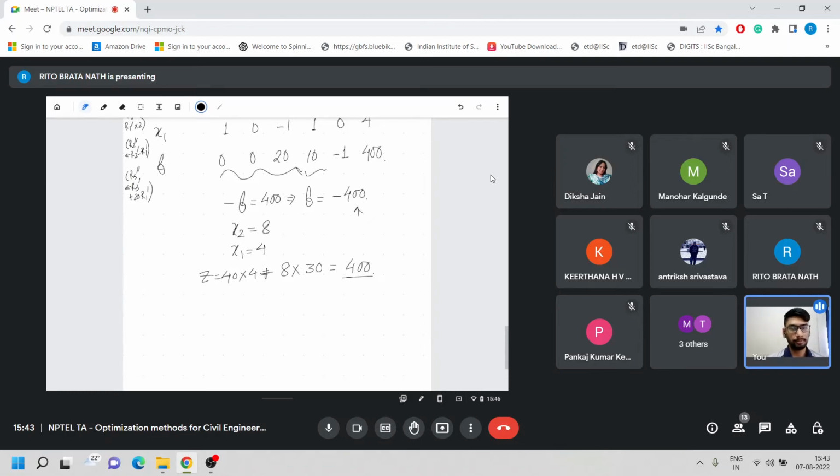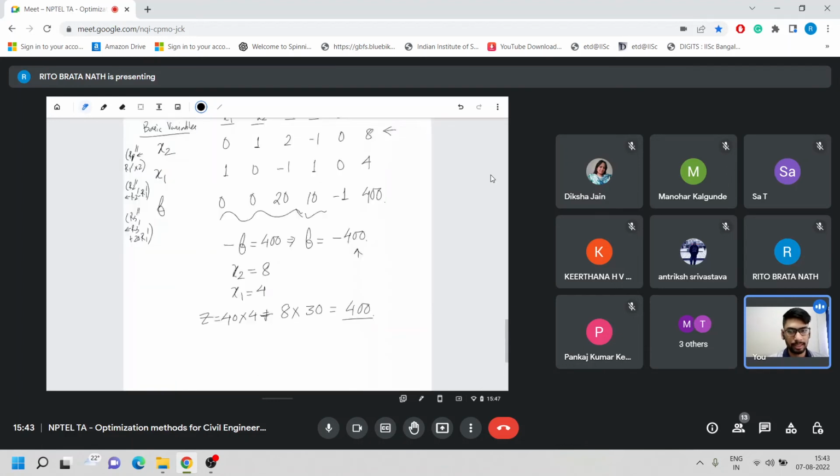So this will be your final solution, but you need to know the steps of this simplex tableau, otherwise you won't be able to complete this problem.